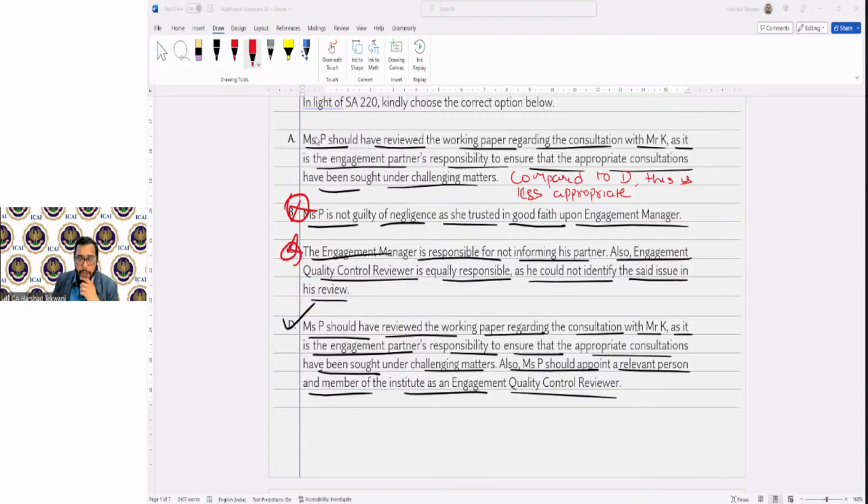My next question, if no doubt till now, is: what do you understand by the roles and responsibility of the engagement quality control reviewer? When I talk about the engagement quality control reviewer, what is his roles and responsibility? What is he required to perform, when it comes to the roles and responsibility of the engagement quality control reviewer?